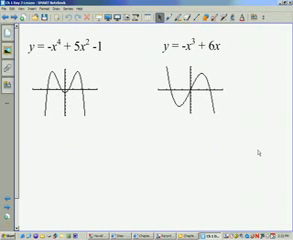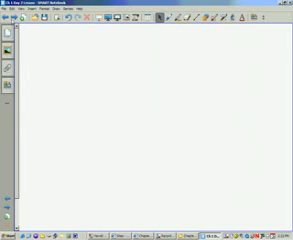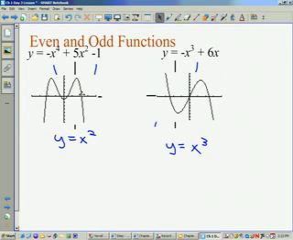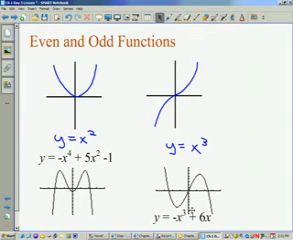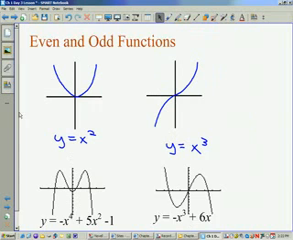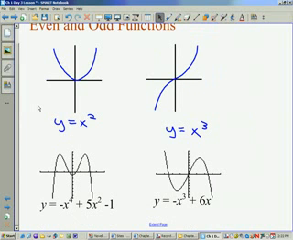Just like here. If we have, let's put these on the same page. So we have even functions on the left-hand side, odd functions on the right-hand side. You should be able to notice that the even functions are symmetrical because they reflect across the y-axis. Both of these reflect across the y-axis.